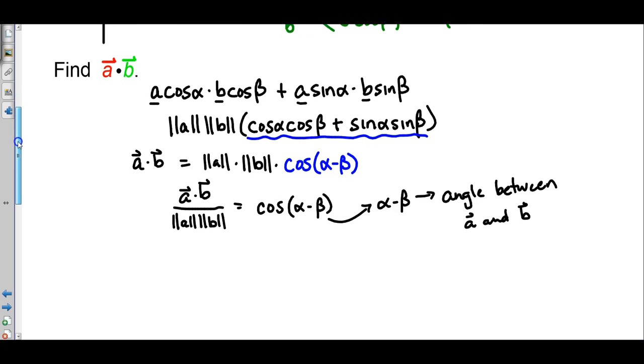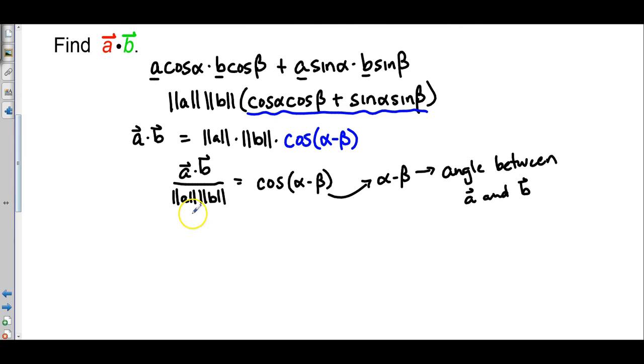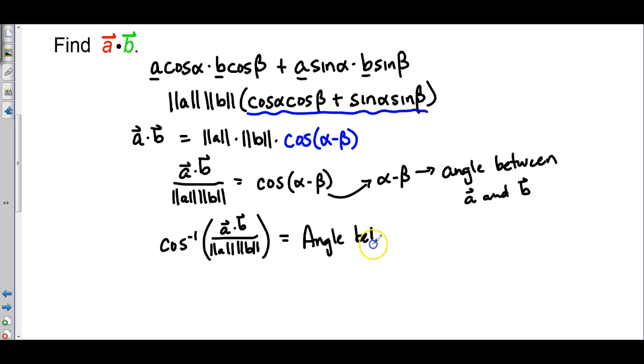So taking this one step further, in order to calculate the angle between these two things, I need to undo this cosine function. And in order to undo that, I just need to take the inverse cosine. So if I take the inverse cosine of the dot product between the two vectors, divided by the magnitudes of these two vectors, that allows me to solve for the angle between the two vectors.